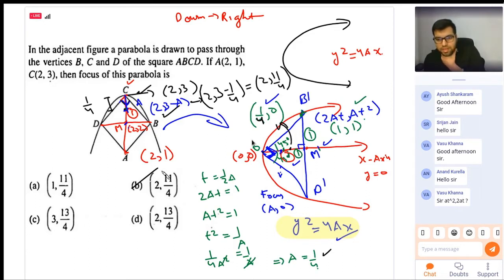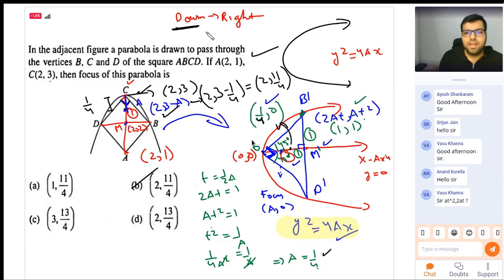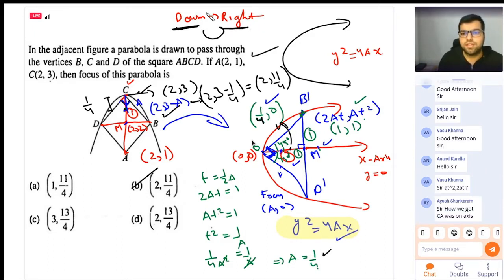at square comma 2at. Okay, let me explain it to you. So students, I will explain it to you again how I made this shorter. What I did was, this was a downward parabola and I converted it into a rightward parabola, y square is equal to 4ax. The reason for doing this is how we got CA on the axis. I think I've done it a bit quickly. Let me do it again for you people.